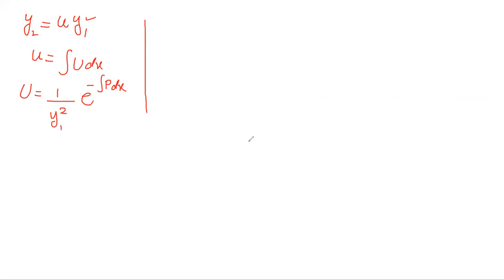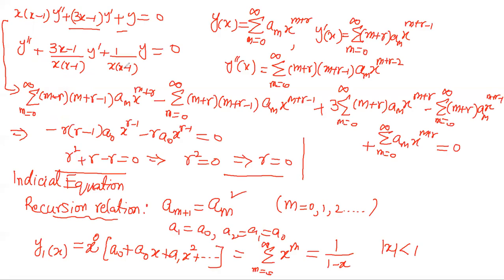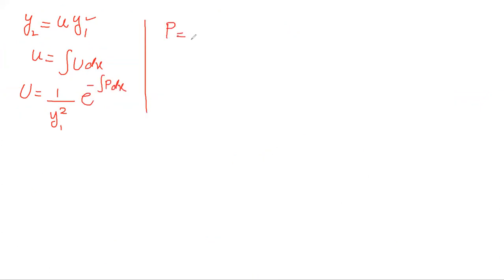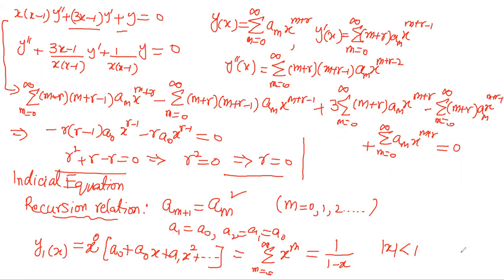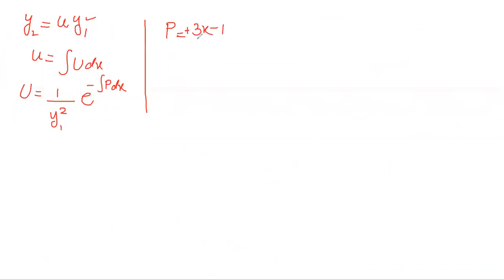Maybe you remember now, so what is P? P, in this case, is the coefficient of y prime. So P is equal to 3x minus 1 over x into x minus 1. 3x minus 1 over x into x minus 1.